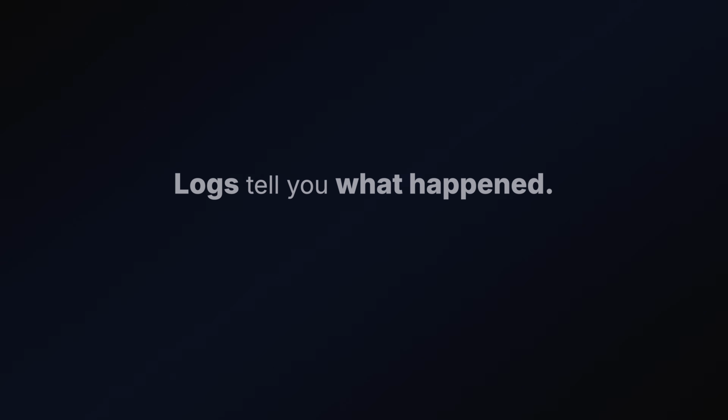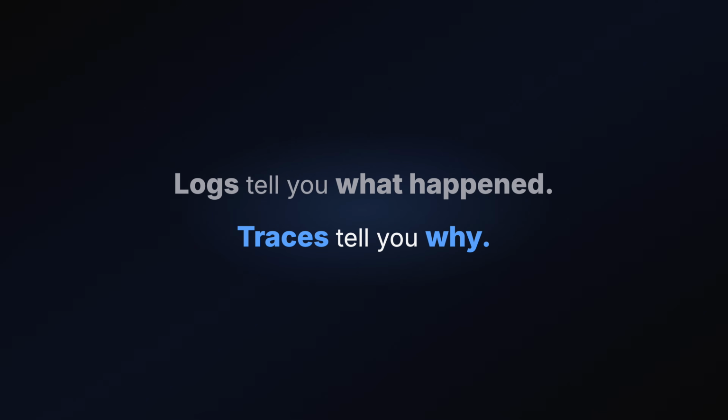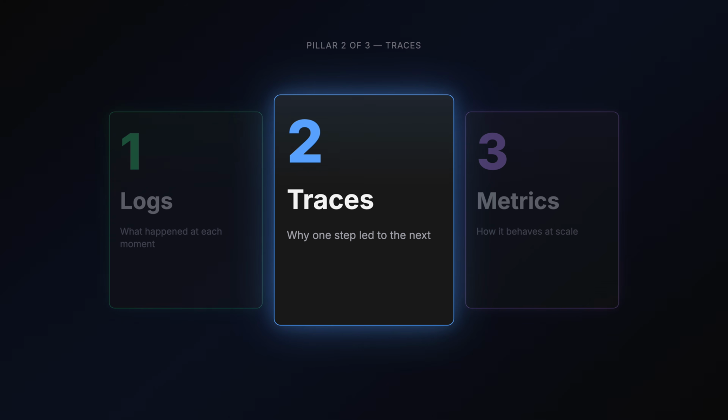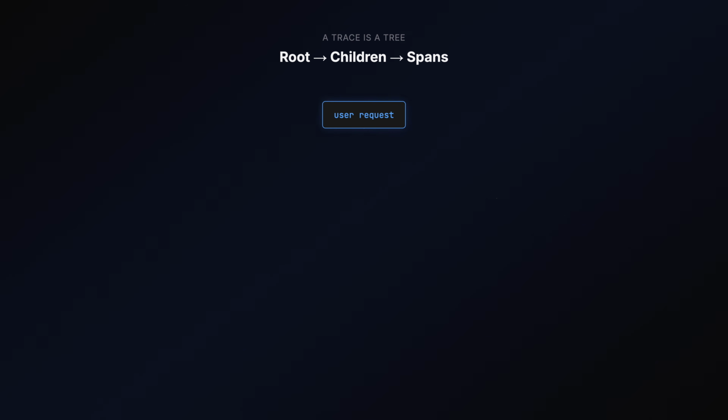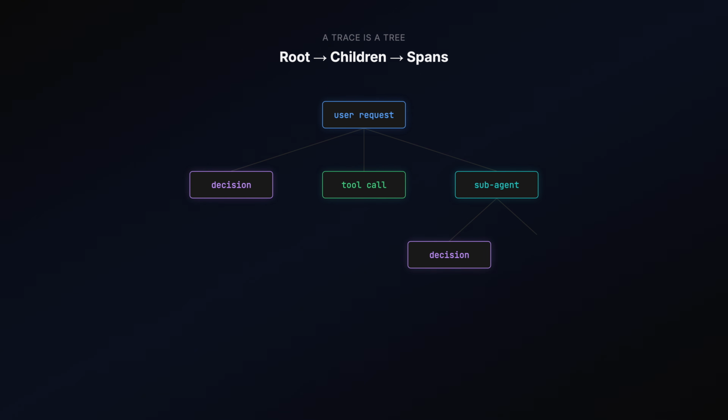Logs tell you what happened, traces tell you why. A trace isn't a more detailed log, it's a different shape entirely. The shape is that of a tree. The root is the top-level task, the thing that the user asks for. Every decision, every tool call, every sub-agent delegation becomes a node in the tree called a span, a named timed unit of work with its own inputs, outputs, and status. The connections between spans show you why, not just what the agent did, but how it decided to do it. When something goes wrong, you don't scroll a feed, you walk down the tree.